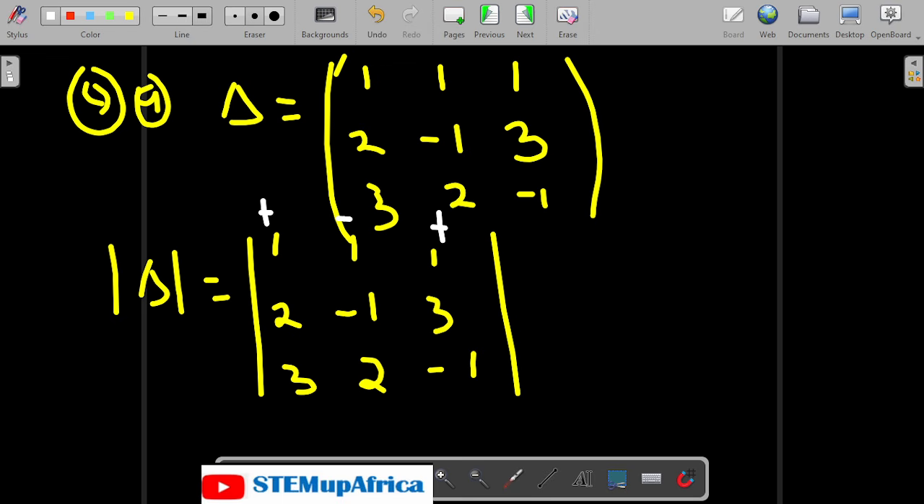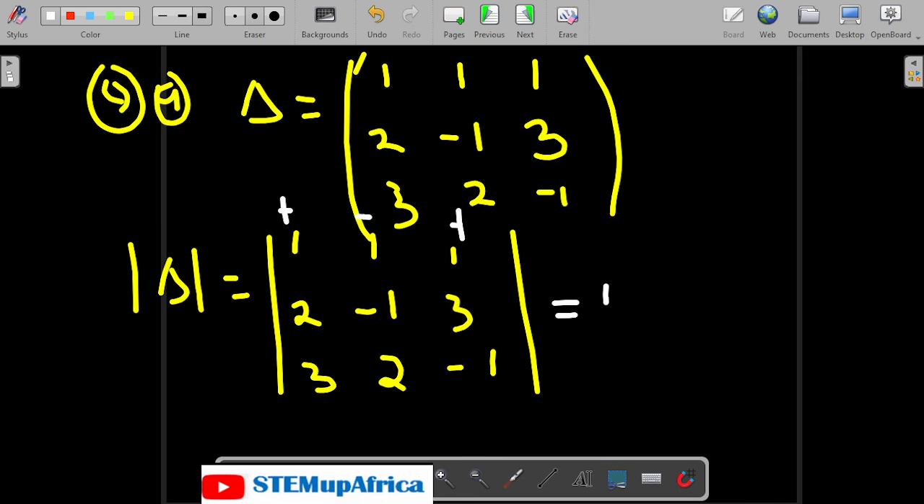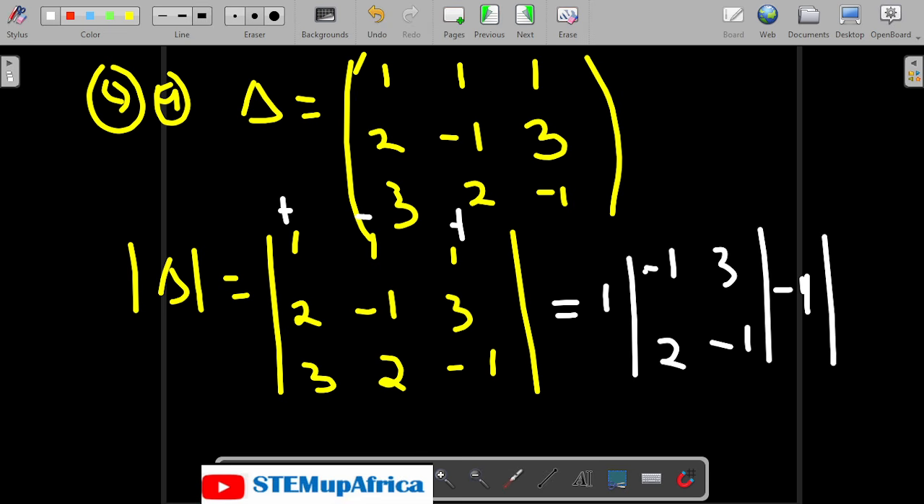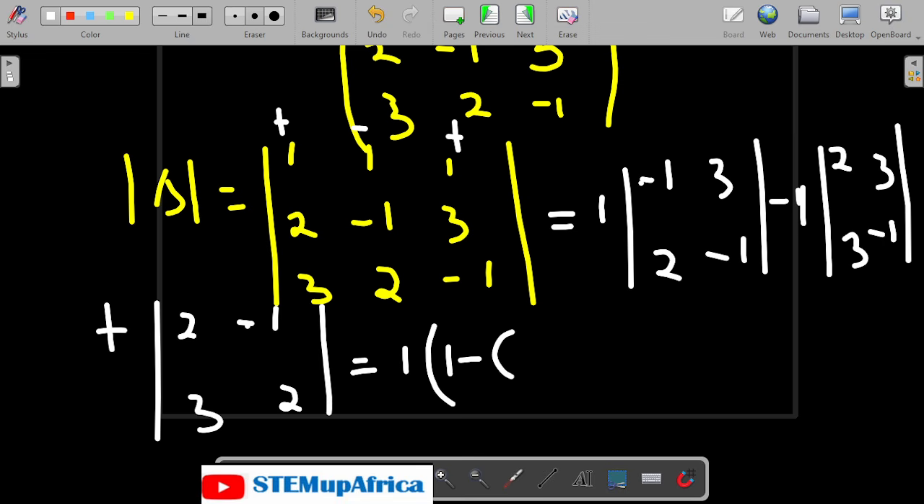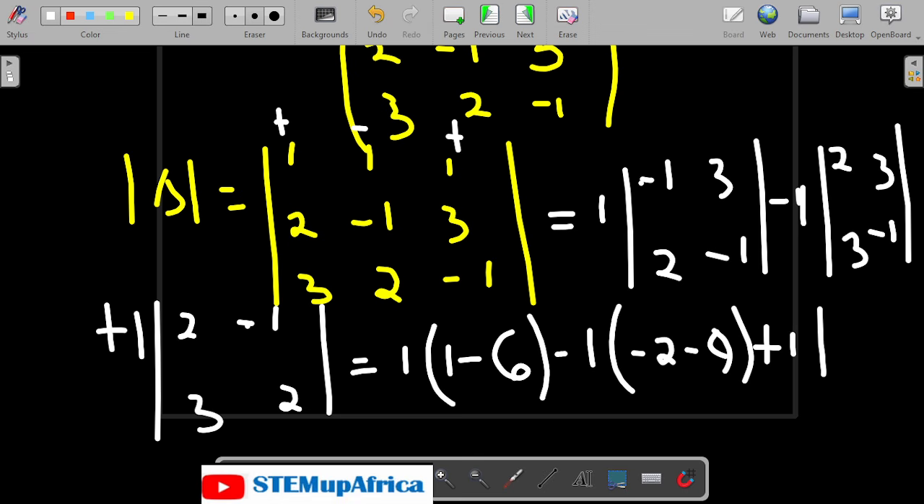So if I simplify the first one, this implies 1. I will take the minus, minus 1, the minor 2, 3, 3, minus 1. Then plus, I will take the minor of the last one, which is 2, 3, minus 1, 2. If I simplify this, I'm going to have 1 into 1 minus 6, minus 1 into minus 2 minus 9, plus 1 into 4 plus 3.